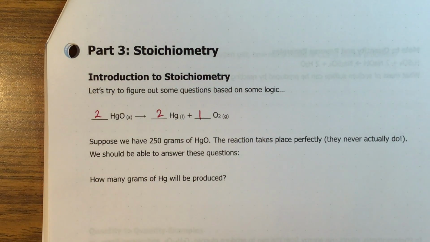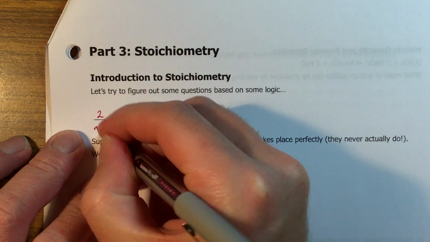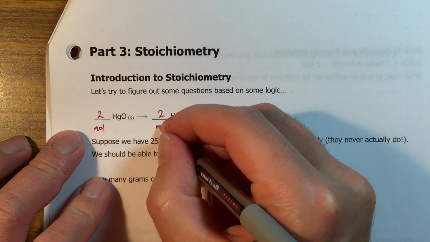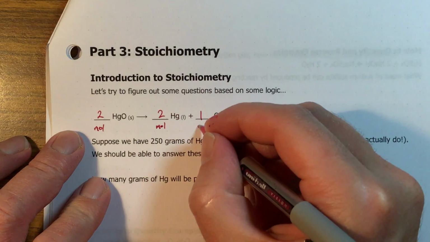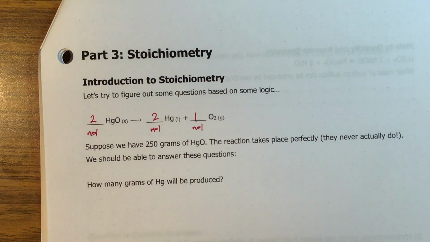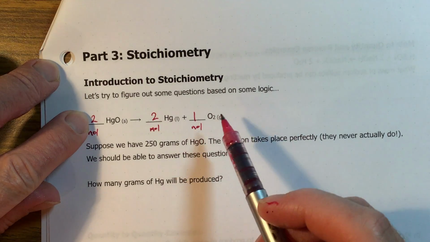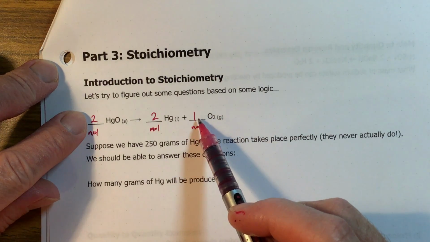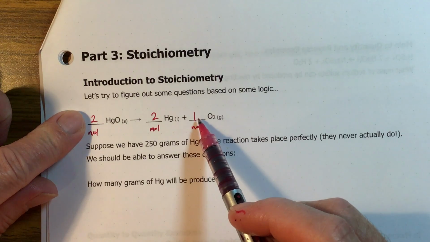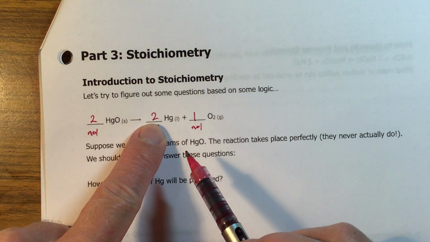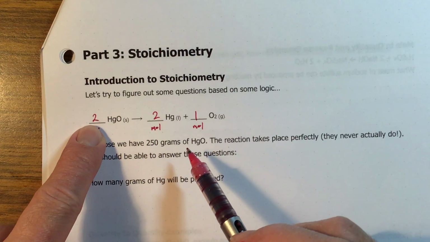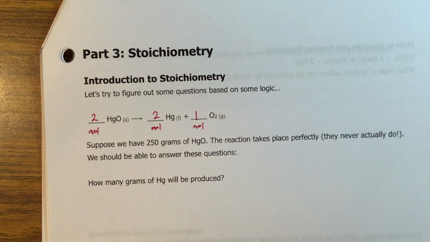All right. Now we need to understand what these numbers mean. This means I have 2 moles of HgO will give us 2 moles of Hg plus 1 mole of O2. All right. So I can say if I have 4 moles of HgO, I'm going to get 2 moles of oxygen gas. If I have 4 moles of Hg, I will need 4 moles of HgO to make it. Now we can convert from mass to moles and then move on.